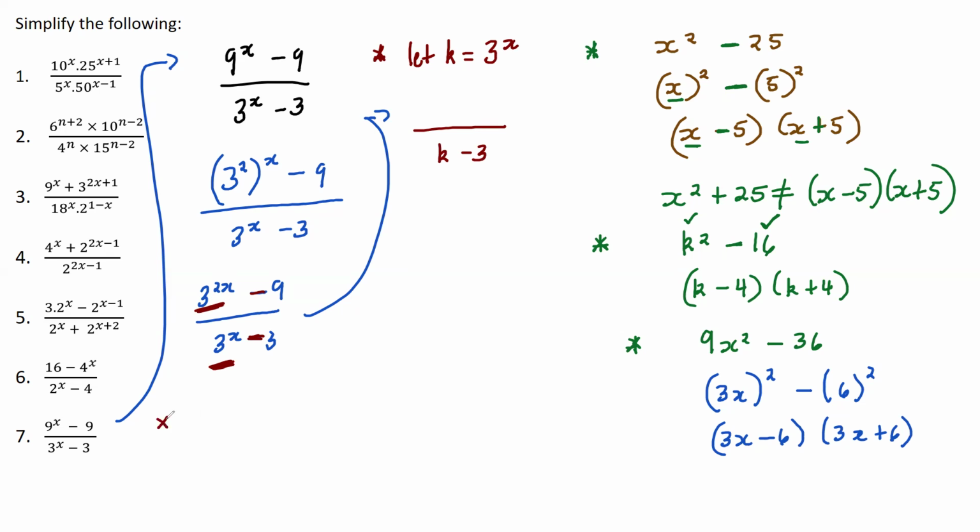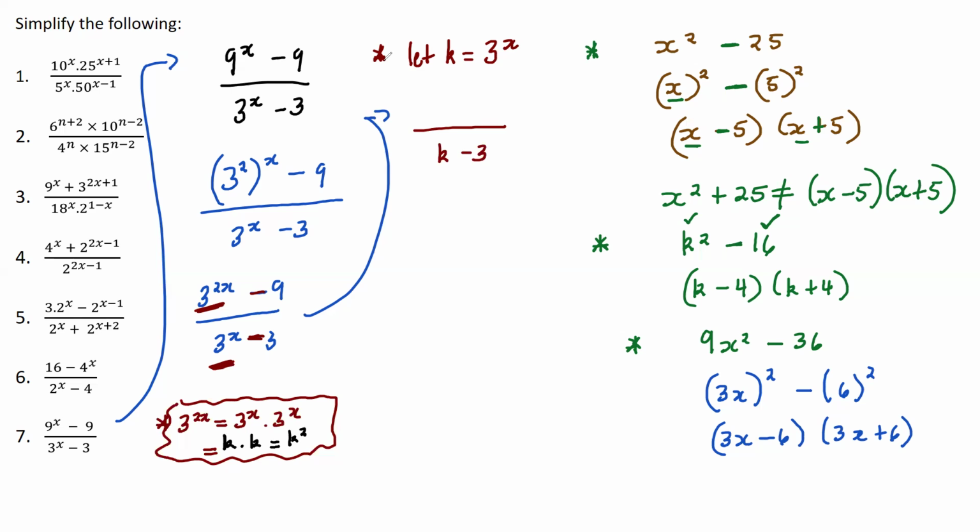At the top here, instead of 3 to the power 2x, work with me. Side note: if I say 3 to the power 2x, it's as good as saying 3 to the power x multiplied by 3 to the power x. And if 3 to the power x is k, then this becomes k times k, which is k squared.